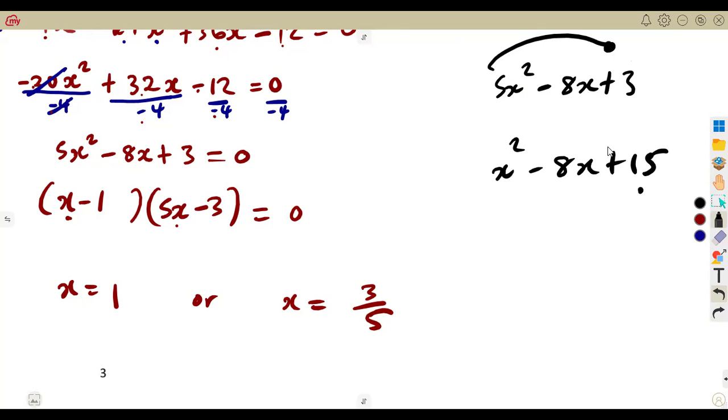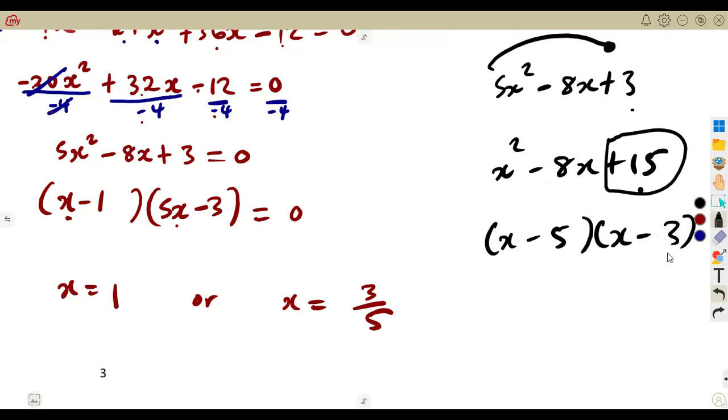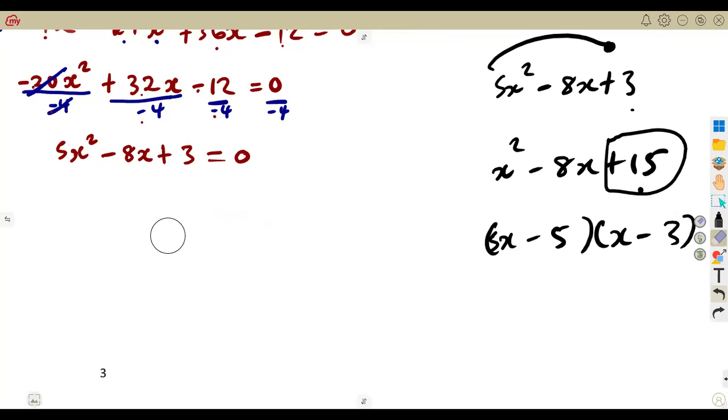Then 15, we got negative 5 and negative 3. Remember, x minus 5, x minus 3. Oh, it was minus 3. All right, then a 5 here. So it was x minus 3. I see, guys, the way that I wrote, I'm writing something else there instead of what I had. This was 5 here. Sorry for that, guys.